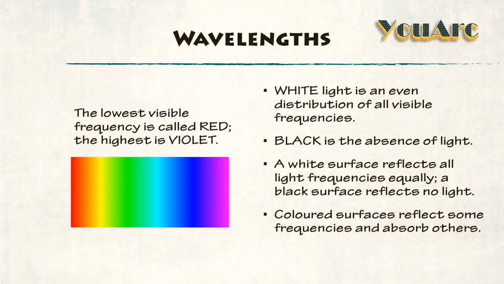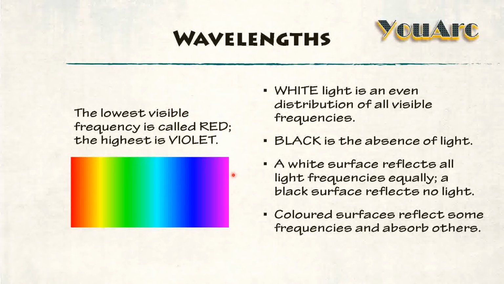Let's get into the basics of colors. The lowest visible frequency is called red and the highest, on the other end, is violet. White light is an even distribution of all visible frequencies. If all visible frequencies are evenly distributed, we get white light.